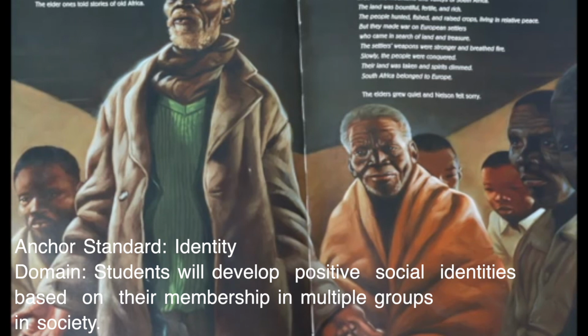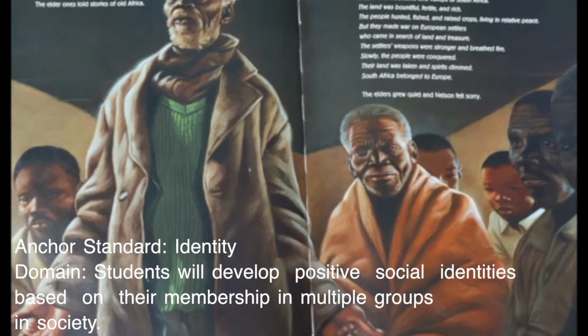For centuries, Tembu, Pondo, Xhosa, and Zulu peoples lived in the mountains and valleys of South Africa. The land was bountiful, fertile, and rich. The people hunted, fished, and raised crops, living in relative peace. But they made war on the European settlers, who came in search of land and treasure.